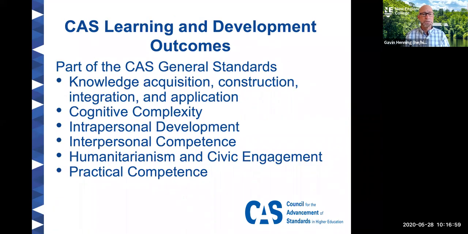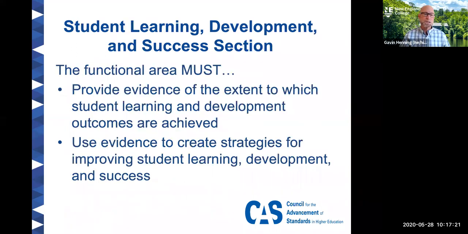These are the learning and development outcomes that we have. So knowledge acquisition, construction, integration, and application. So really about cognitive thinking. Cognitive complexity, about reflective thinking, critical thinking, those types of things. Intrapersonal development, interpersonal development, humanitarianism and civic engagement, and then practical competence. And as I mentioned, we really think that every functional area should be focusing on student learning, development, and success, and providing evidence of that. And that's all part of that program review process and embedded in that process.